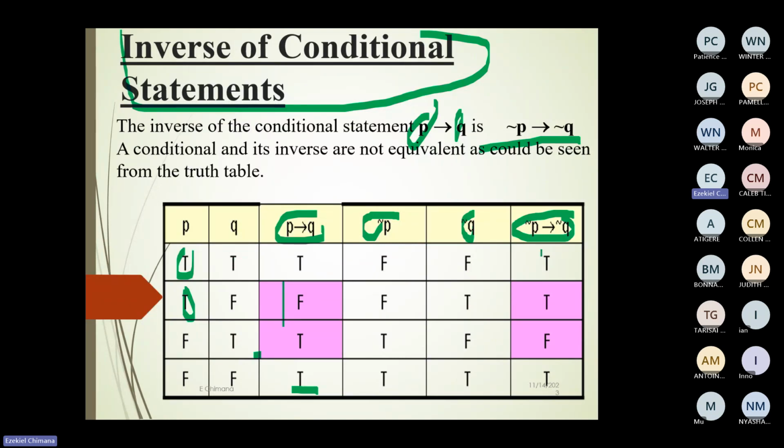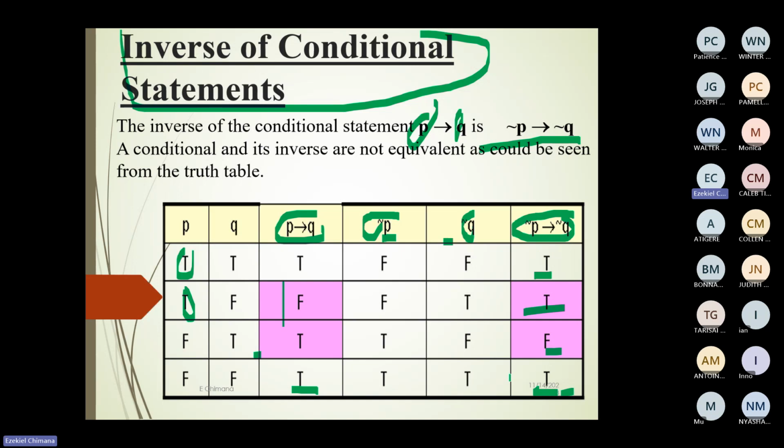And then we are saying the negation of P implies negation of Q. So false implies false, that's why you have this value. True, false implies true, you have a true. True implies false, you have a false. And then true implies true, you have a true. So the inverse of the conditional statement P implies Q is negation of P implies negation of Q.